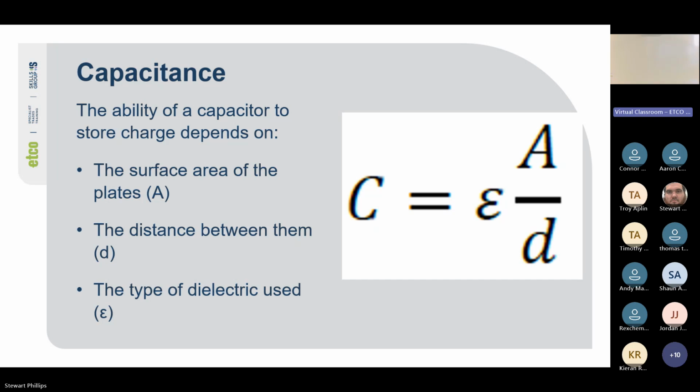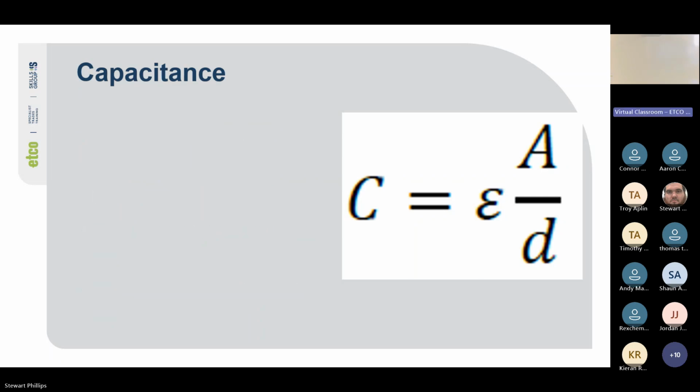But for the most part, when you do any calculations moving forward that have to do with capacitance or anything like that, you will more than likely be given the value of capacitance. Cool.